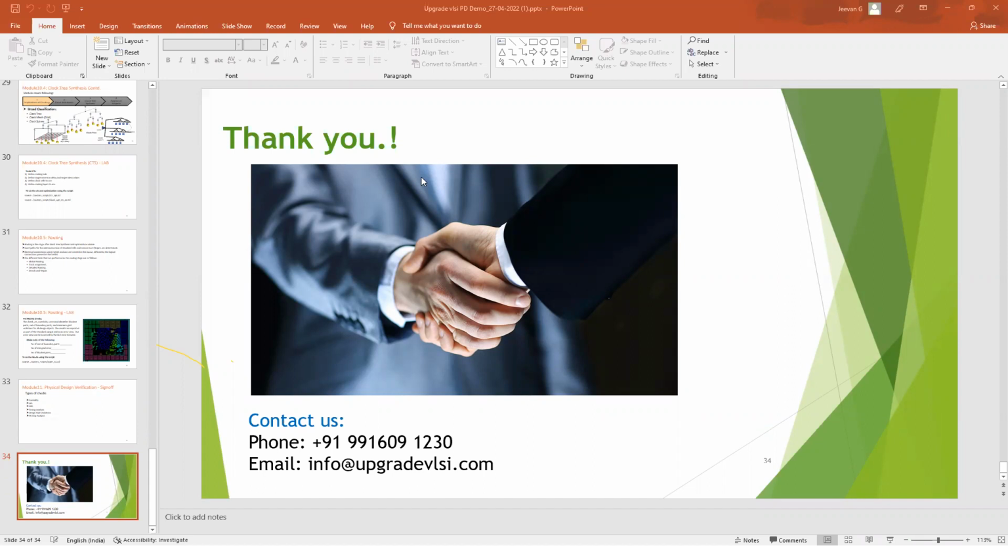Sir, what is the minimum package in this field for a fresher? For a fresher, as I showed you, 4 to 6 lakhs. And if you give top notch performance in the interview, one person I know from Upgrade VLSI Technologies took the training. He got 7.5 LPA with a bachelor's itself, not even with a master's. It completely depends on your skills.